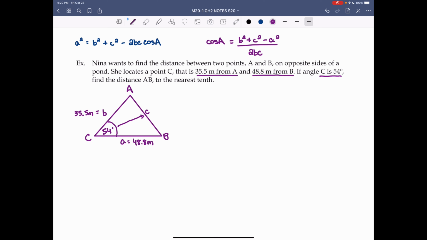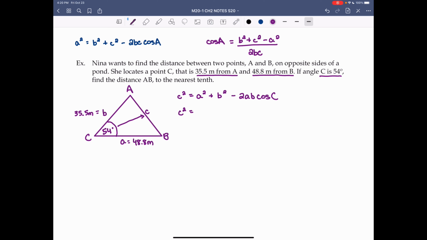We're solving for a side, so it is the a squared equals formula. This time we're solving for C, so we can rewrite it so that it says C squared equals A squared plus B squared minus 2AB cos of the angle opposite the side we're solving for, which would be angle C.